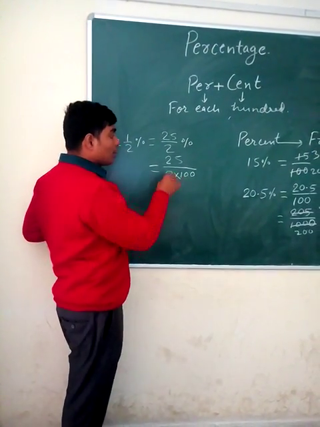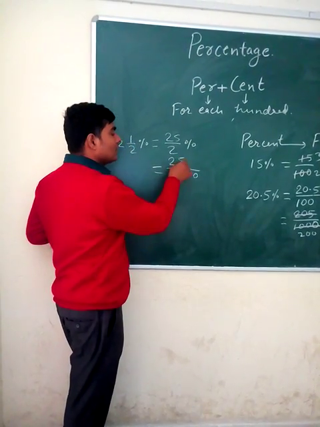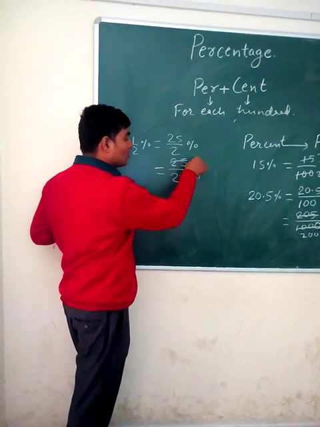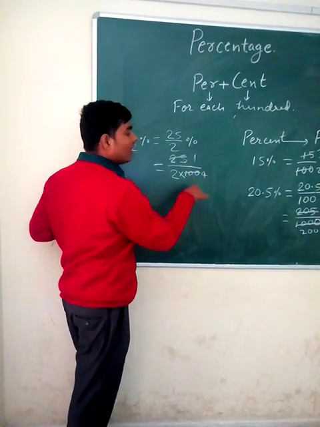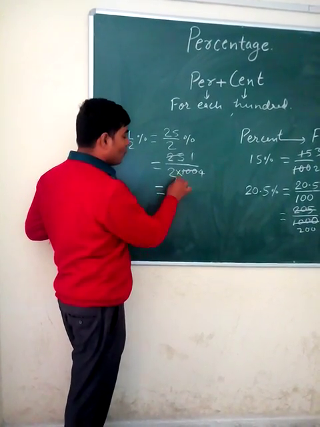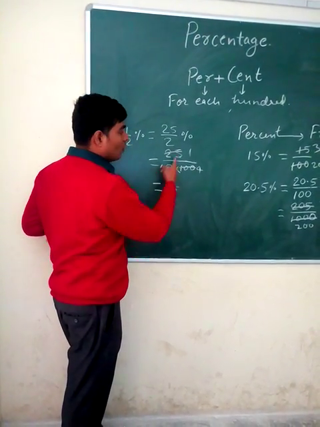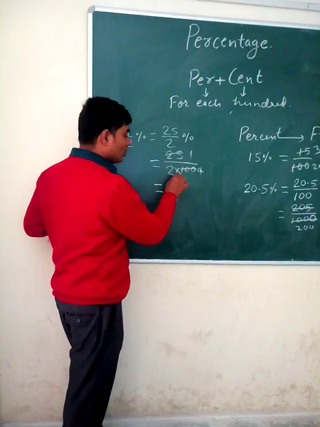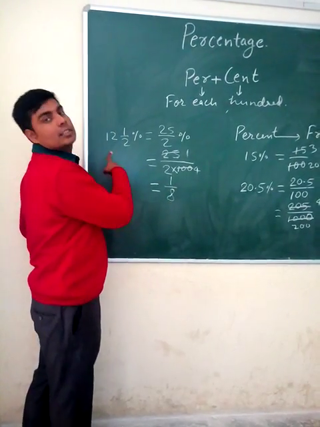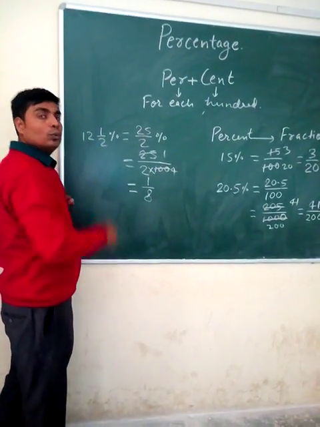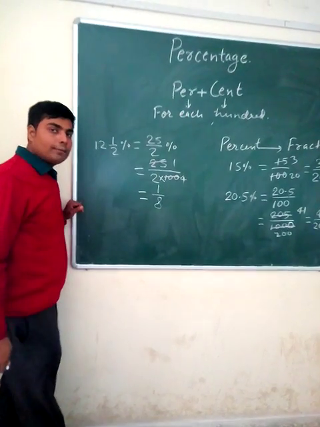Okay. Now you have to change it into lowest term. You can reduce this: 25 1s are 25, 25 4s are 100. Now it will be 1 by 8. 1 and 2 4s are 8. So this is the lowest term of this 12 whole 1 by 2%. Okay.